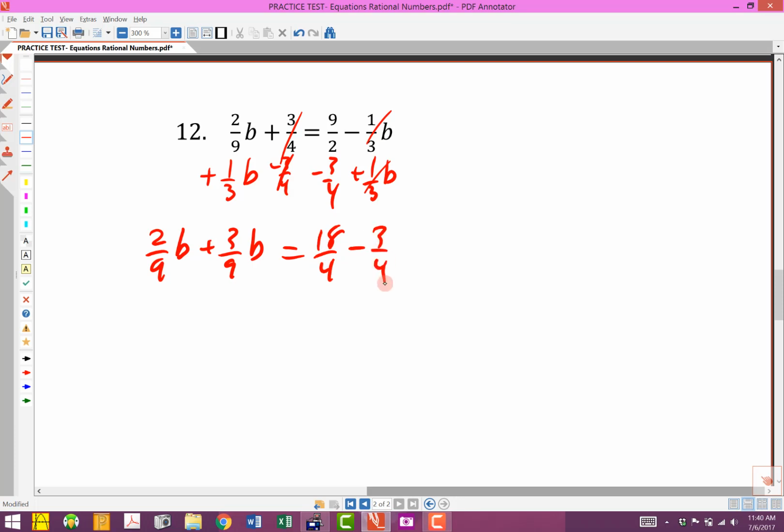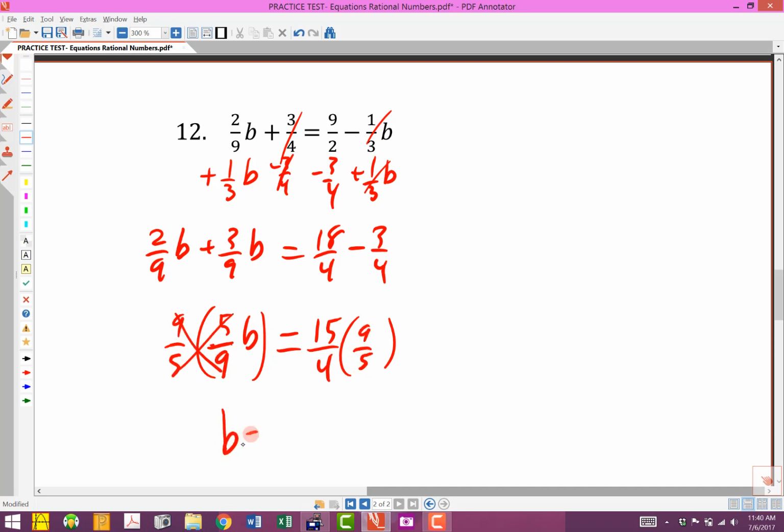Looks pretty good there. Okay, so on this side we've got a total of 5/9 altogether, 5/9 b. And on this side we've got 15/4. 18/4 minus 3/4 would be 15/4. And then we're going to get rid of that fraction in front of the variable, so we're going to multiply by 9/5.